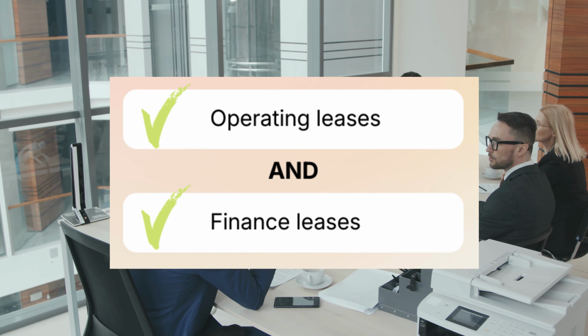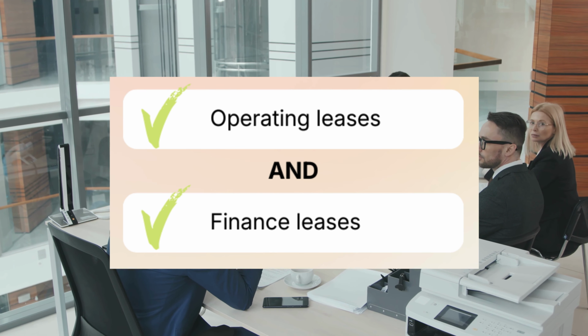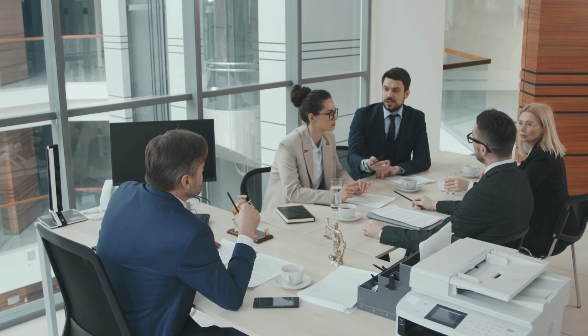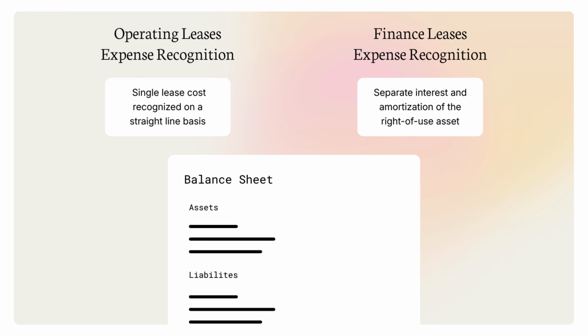ASC 842 classifies leases as either operating or finance leases. Both appear on the balance sheet, but expense recognition differs. Operating leases typically result in a single lease cost recognized on a straight-line basis. Finance leases, which replace legacy capital lease accounting, result in separate interest expense and amortization of the right-of-use asset. Understanding this distinction is critical for accurate financial reporting and audit support.